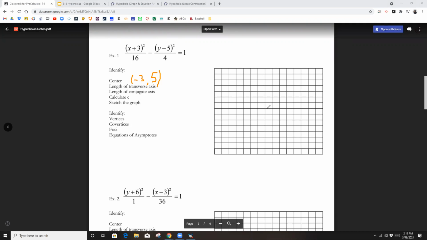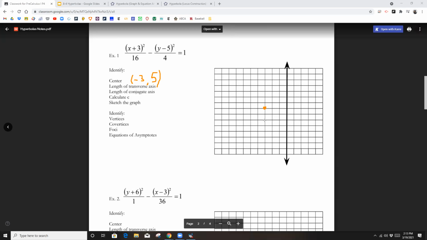So I'm just going to put the center. This is kind of fancy, but I'm going to put the center right in the middle of my graph. That's going to be -3, 5. And then I'm going to draw my axes so that I maximize the space I have. So if that's -3, then my y-axis should be 3 to the right of it. And if that's at 5, then my x-axis should be 5 below.